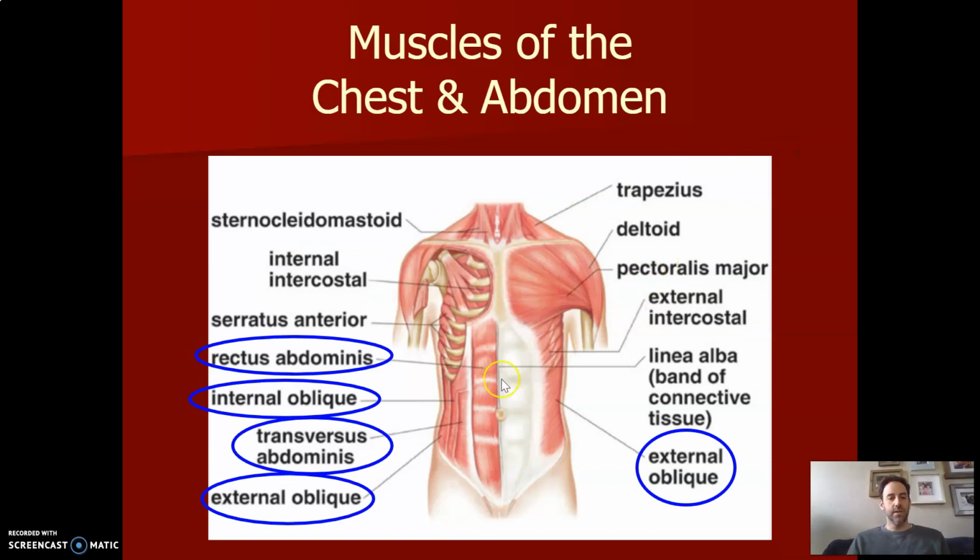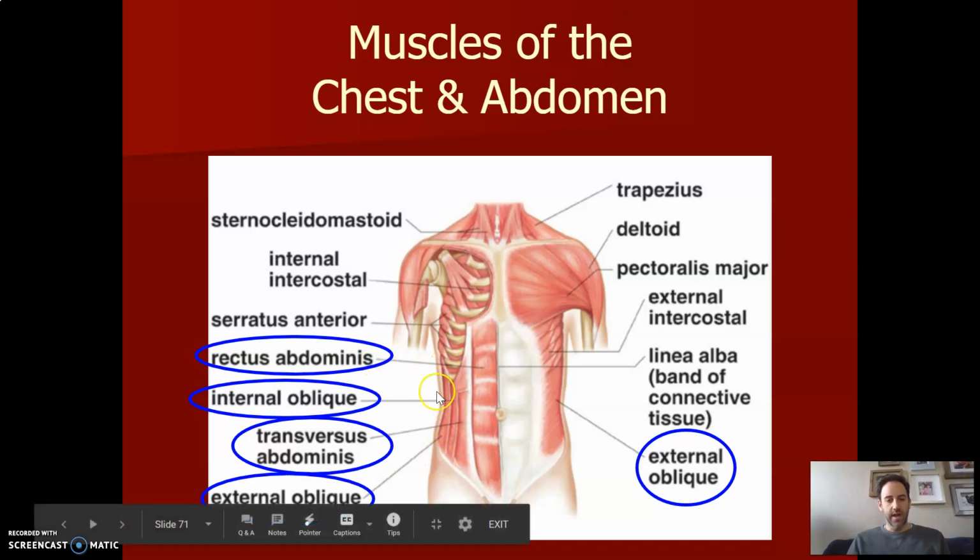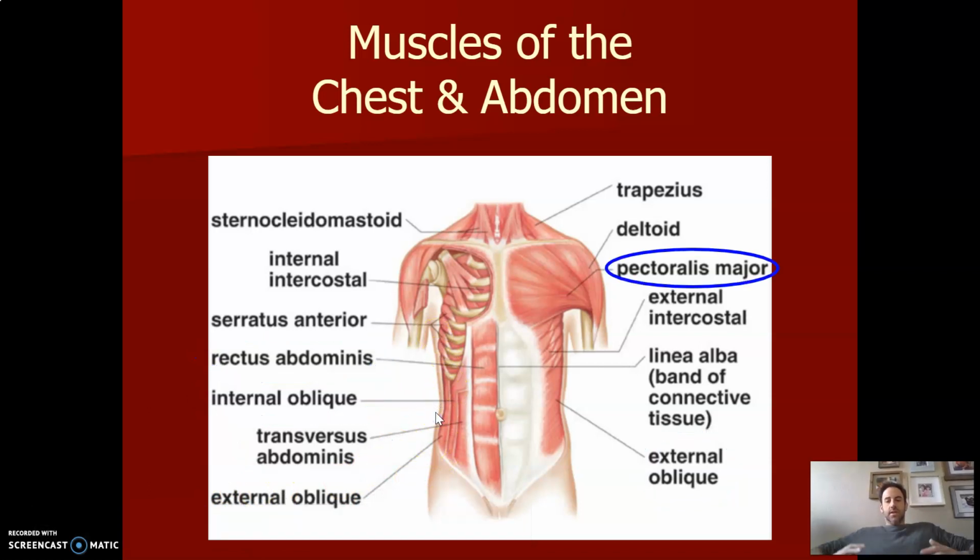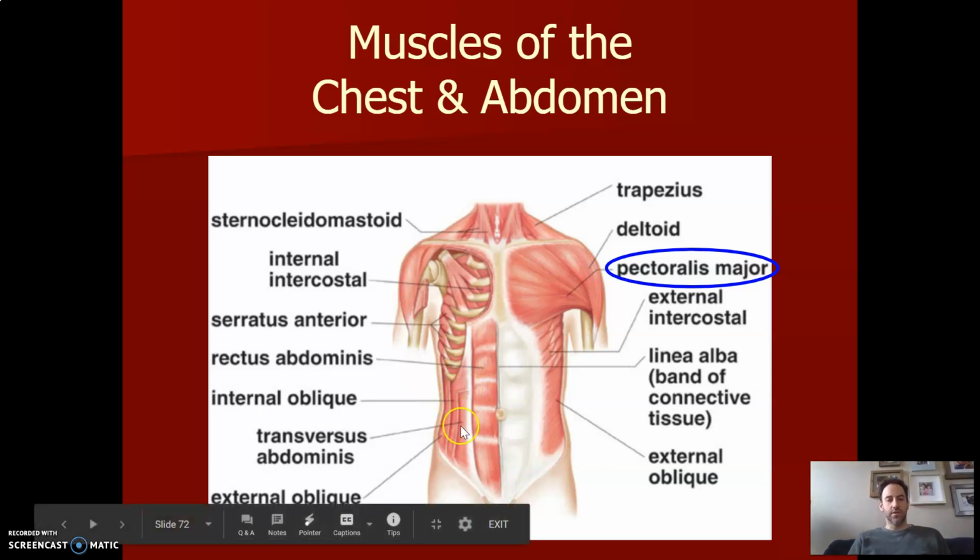The ab muscles, you'll notice there's a bunch of them. On the outside are what are called the external obliques. They're called that because they're on the outside. So if you touch the edge of your abdomen, you're touching the external obliques. If you cut into those and peel them back in dissection, right below there, you will find the internal obliques.